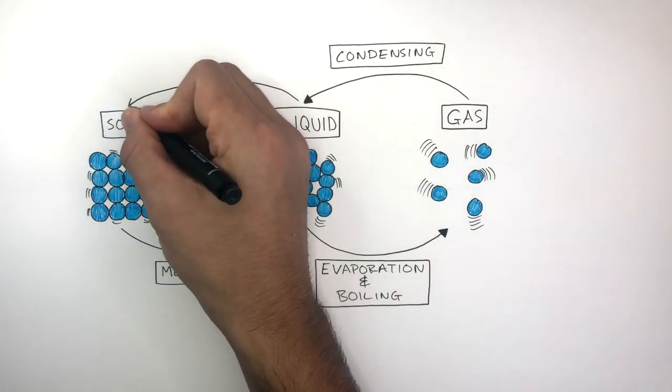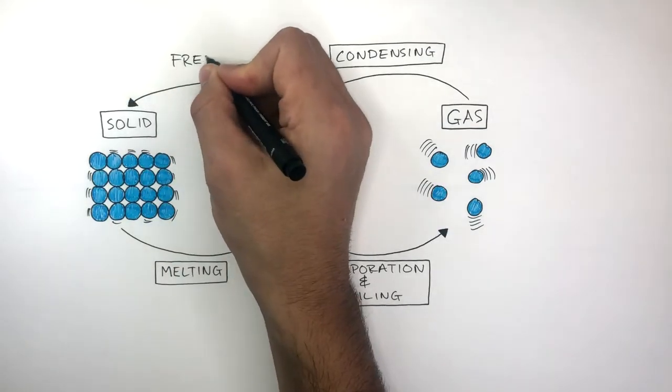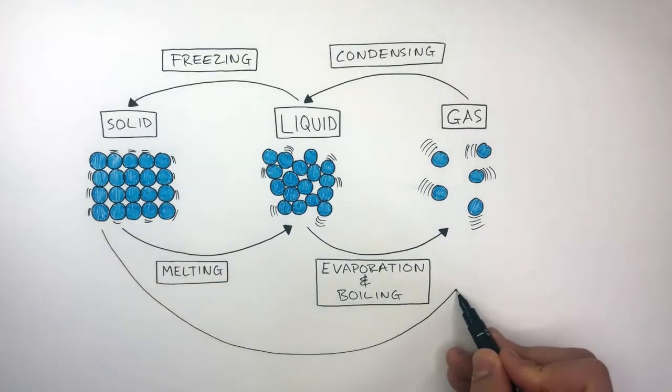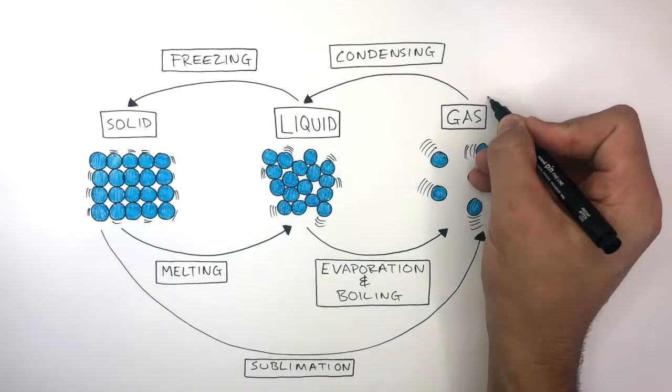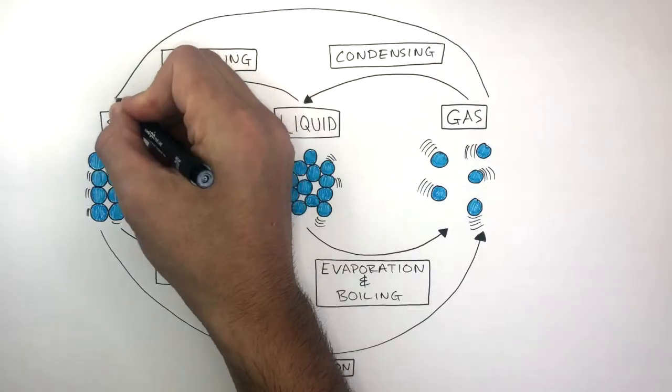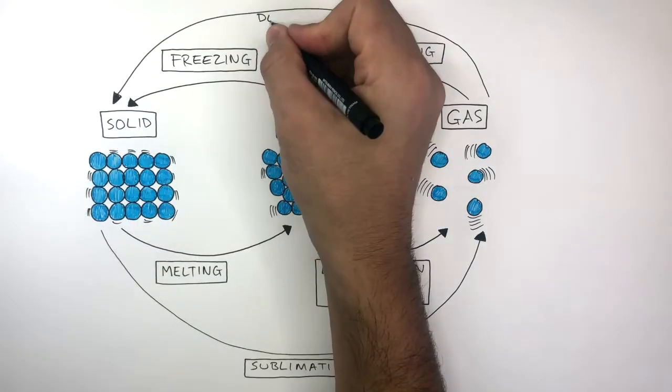When a liquid changes into a solid, this is called freezing. When a solid changes directly into a gas, this is called sublimation. When a gas changes directly into a solid, this is called deposition.